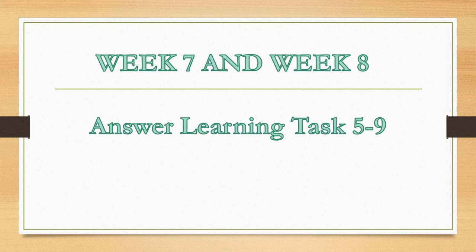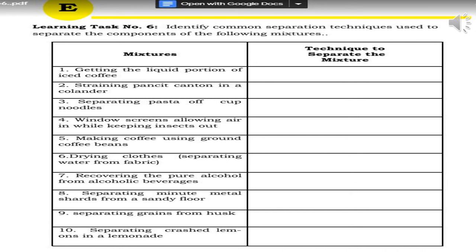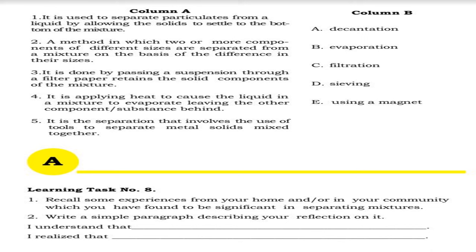For learning task 6, you're going to identify the common separating mixtures or separating techniques used to separate the components of the following mixtures. So you're going to identify whether it is decantation, evaporation, handpicking, sedimentation, and so on. So, for learning task 7, you're going to identify from column B the correct answer. You're just going to write A, B, C, D, or E. You're not going to copy this, you're going to answer it A, B, C, D, or E only.